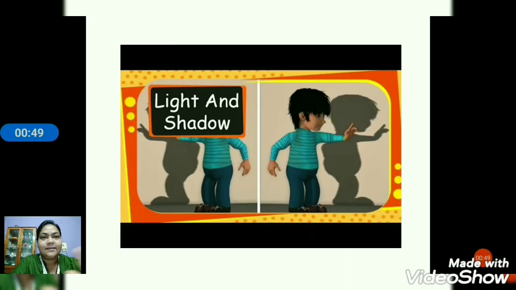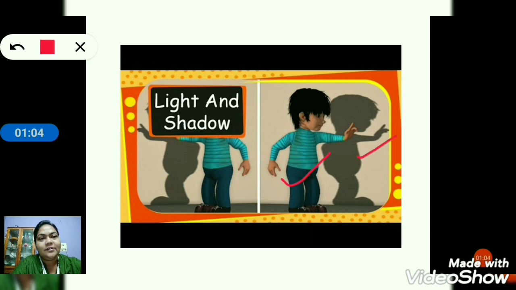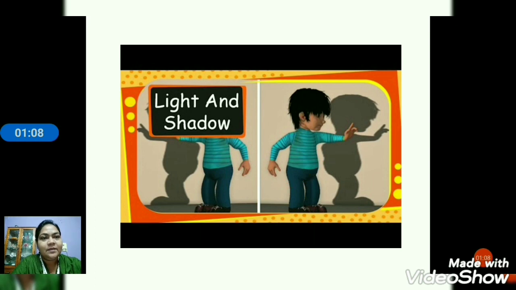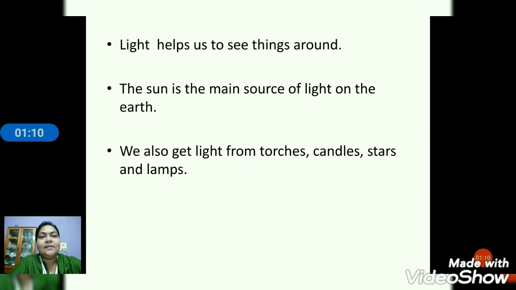So let us start. Here we have the light and shadow. You can see the picture of a boy and the shadow is being reflected. Here, children, this is the picture of a boy and the shadow. So it's light and shadow. Let us see the next.